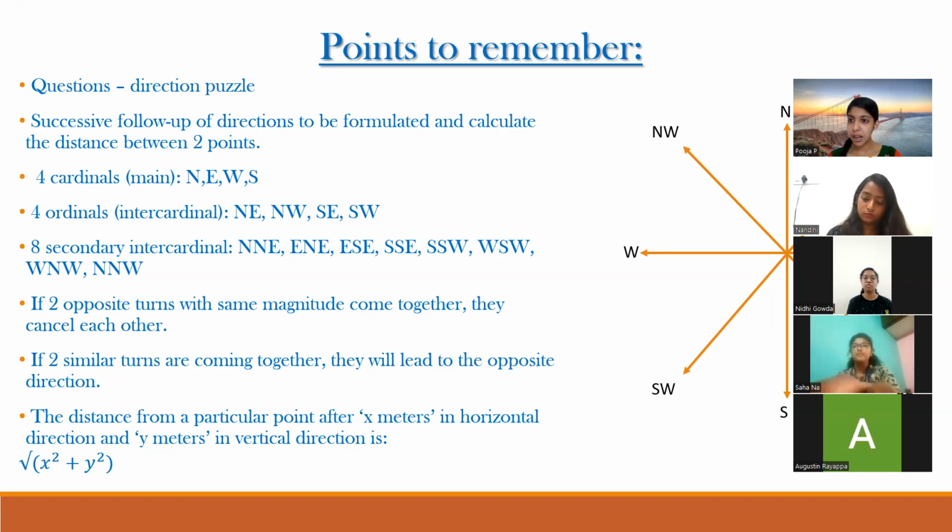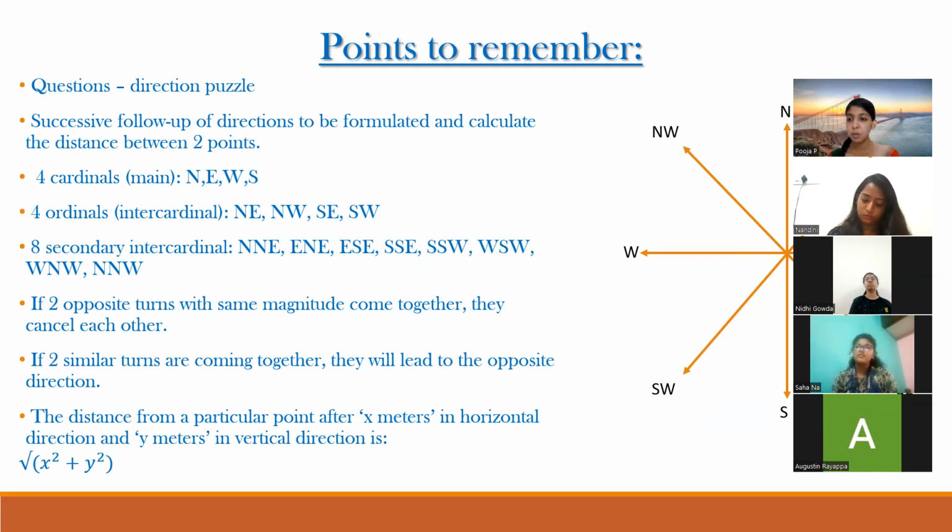As and when you keep getting the clues, you need to follow up and formulate them. You really need to chart them out on a piece of paper or somewhere so that you can understand and recognize it. And as changes are going on, you will have to change the direction accordingly based on the magnitude. So there are two components.